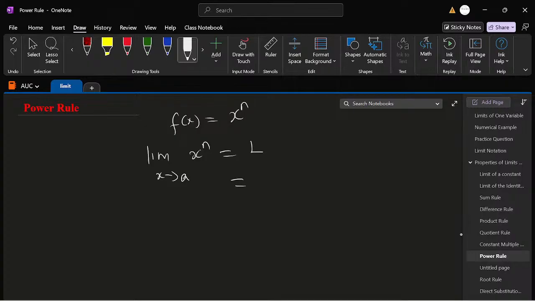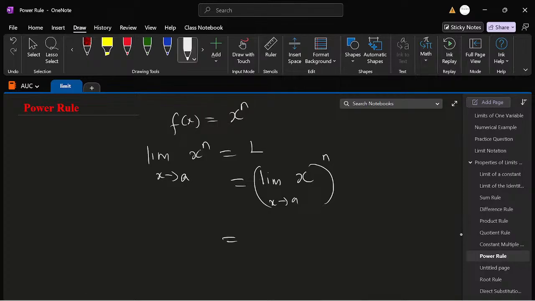So you can drop this. If you want to do this, you can take the limit of this, then raise it to the power of n. So it will be the limit of x to the power of n, which equals the limit as x approaches a of x. Then you can raise everything to the power of n. So this is what you get here. That's the property.